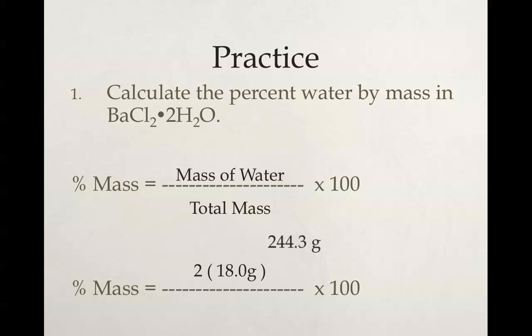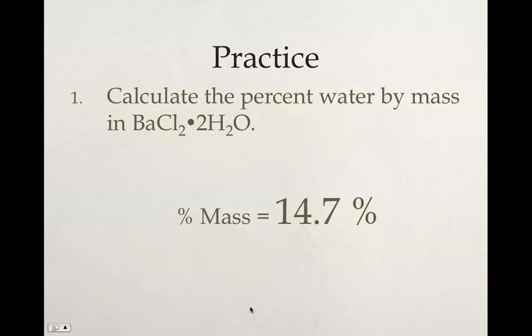And the mass of our whole, I've just totaled the sum for you. You would have your 1 barium atom, your 2 chlorine atoms, and then the 2 waters. So you get a sum of 244.3 grams. And then solving for that, we get the percent water by mass as 14.7% with this hydrate.